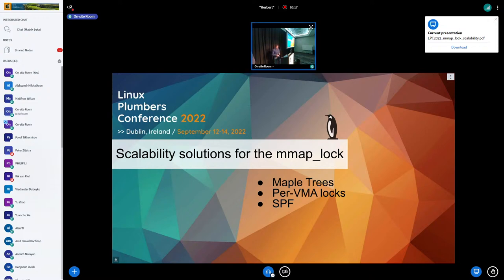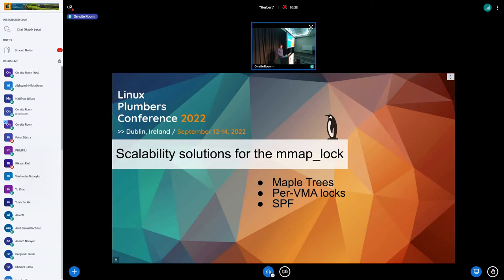Okay. Hello, everyone. I'm Suren Baghdasaryan. We will be presenting, all three of us. This is Liam Howlett from Oracle, and Michel Lespinasse from Facebook. We are working on scalability solutions for mmap_lock, and we'll talk about some updates in that area. More specifically, we'll talk about Maple Trees, SPF, and per-VMA locks.